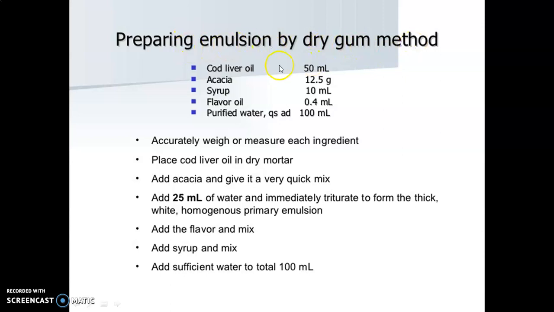Preparing the emulsion by dry gum method: cod liver oil 50 ml, acacia 12.5 gram, syrup 10 ml, flavor oil 0.4 ml, purified water quantity sufficient to make up to 100 ml. Accurately weigh or measure each ingredient. Place cod liver oil in the dry mortar, add acacia and give it a very quick mix. Add 25 ml of water and immediately triturate to form the thick white homogeneous primary emulsion. Add the flavor and mix. Add syrup and mix. Add sufficient water to total 100 ml.